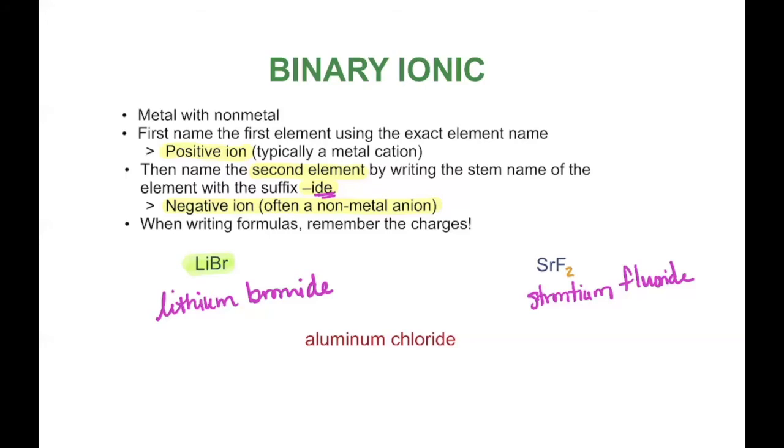And now, if we're given the name aluminum chloride, we need to figure out how to draw that compound. And the first thing we're going to do is write aluminum and chloride. And now we have to figure out how they go together. Aluminum is in group 3, so that's going to be a +3 charge. And chlorine is in group 7, so that's going to have a -1 charge. And so if we do the crisscross, it will look like AlCl3.